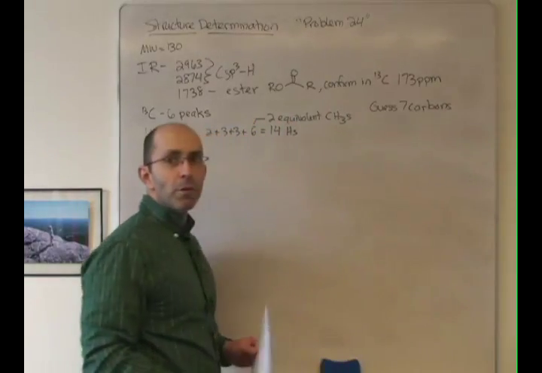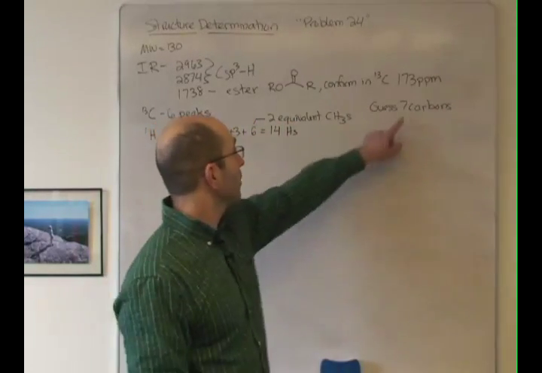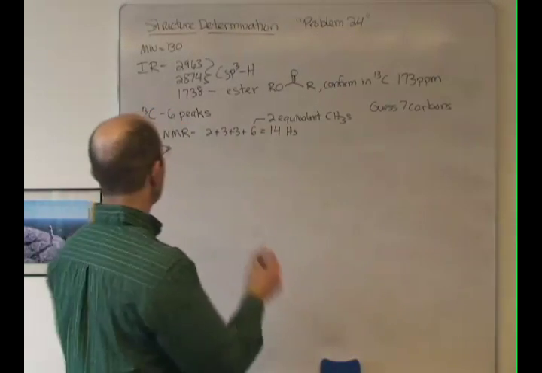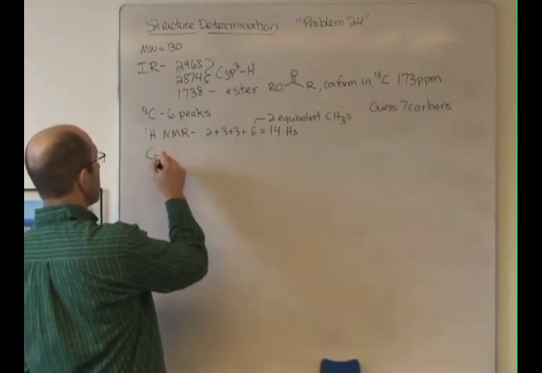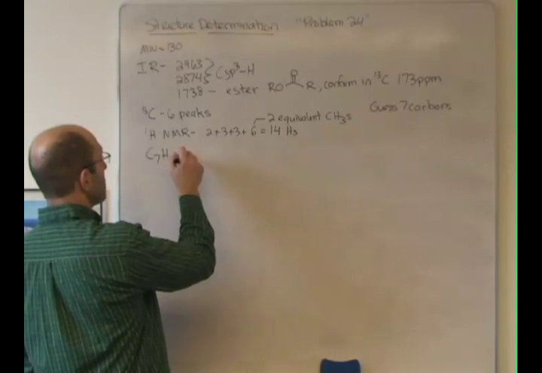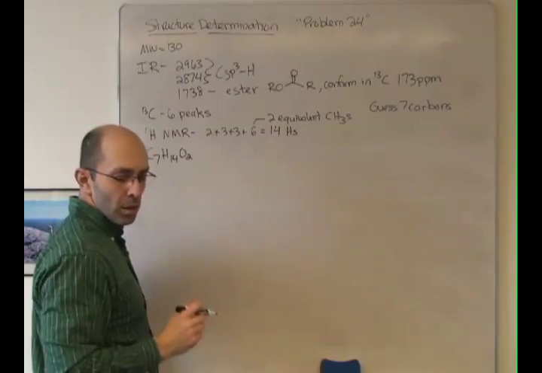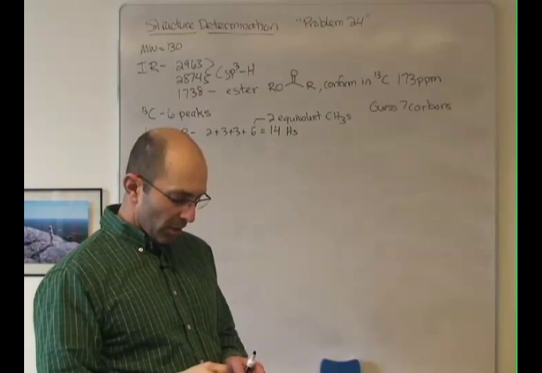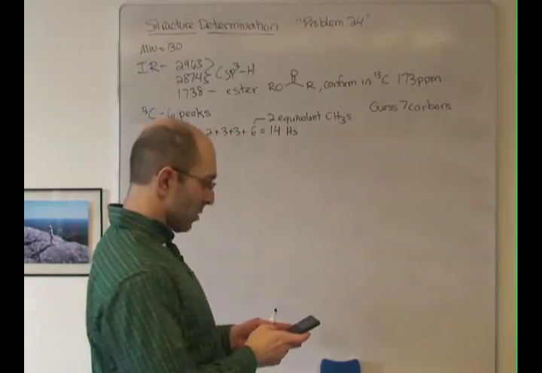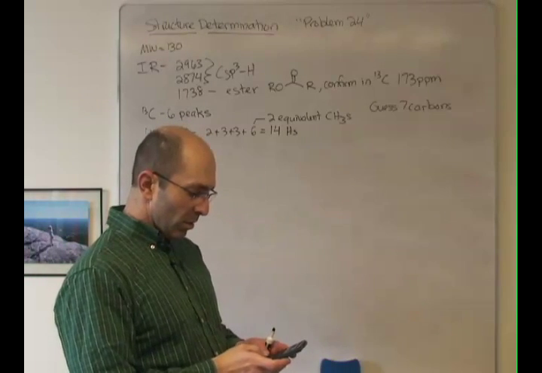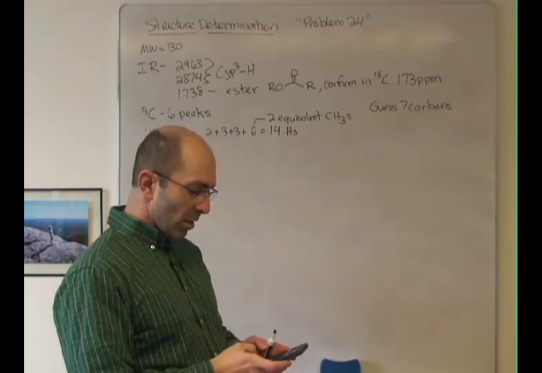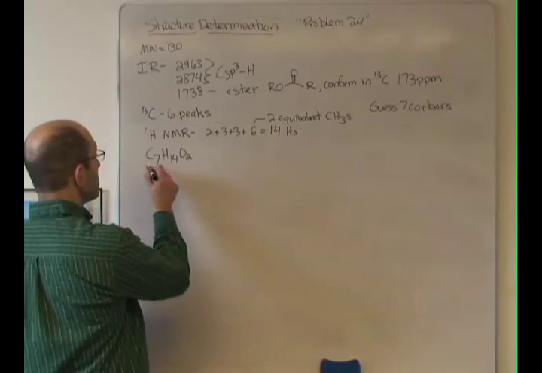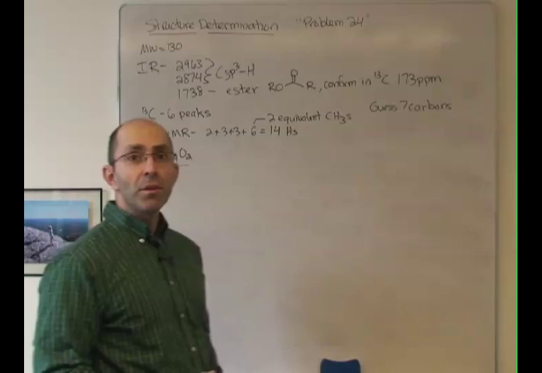All right, so my first guess at the molecular formula would be 7 carbons, 14 hydrogens, and then 2 oxygens coming out of the ester. So I would guess it's C7H14O2. So let me just see if that works. So 12 times 7 plus 14 plus 16 times 2, and that gives me 130. Right? So we hit the molecular weight, which is really important to get that nailed down.